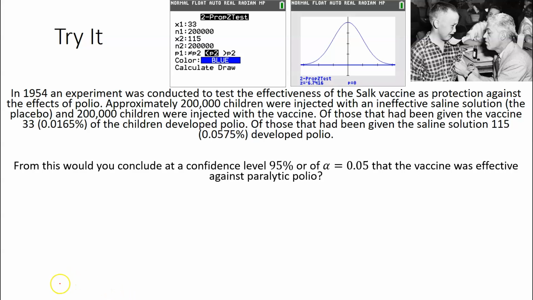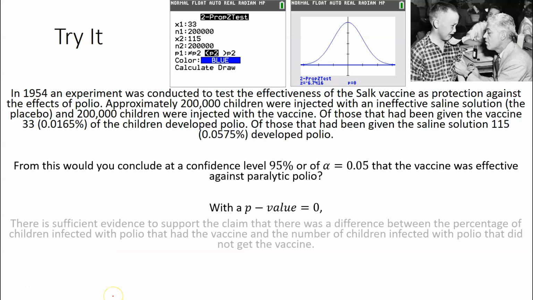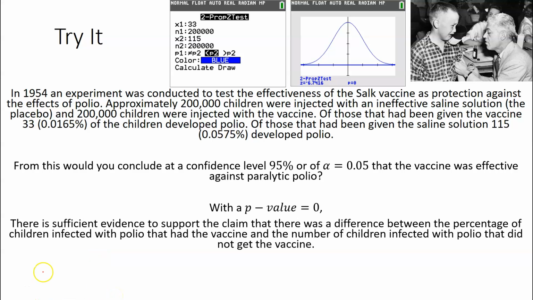All right, and what you end up with here is a p-value of 0, which is a pretty significant conclusion. So there is sufficient evidence, so we can throw out the null. There's sufficient evidence to support the claim that there was a difference in the percentage of children affected with polio that had the vaccine and the number of children infected with polio that did not get the vaccine. So the vaccine was doing its job. It was effective. That would be your practical statement there.